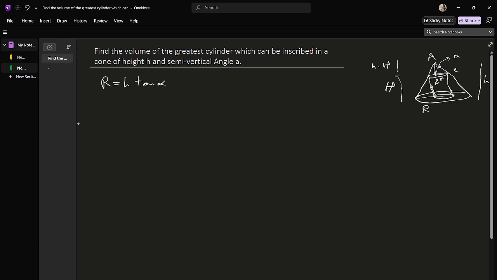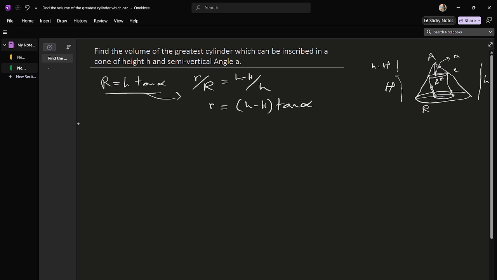And then this will happen: r by R equals the radius by radius equals height by height ratio for the smaller cone and the bigger cone. Okay. So using this in this equation we get r equals (h minus H) tan alpha.